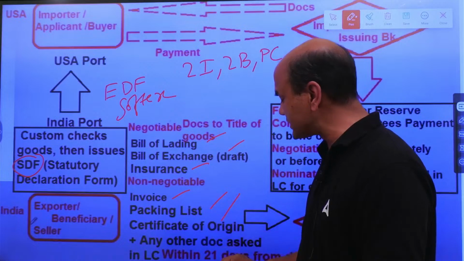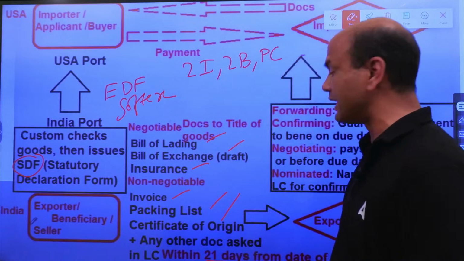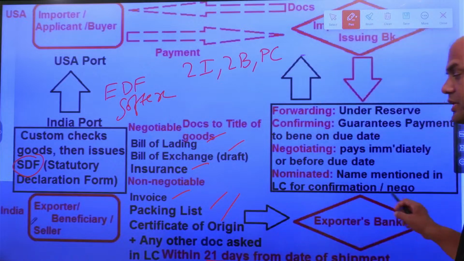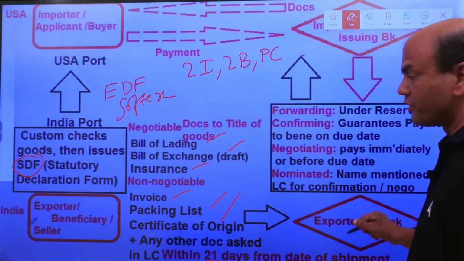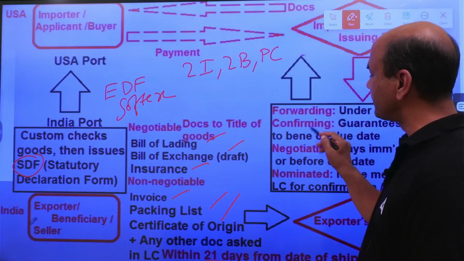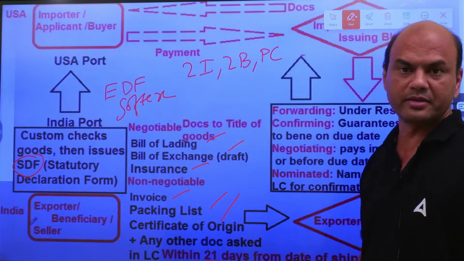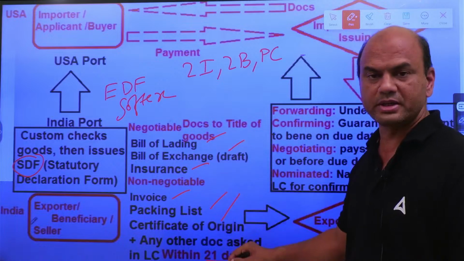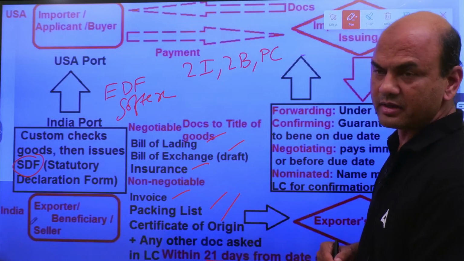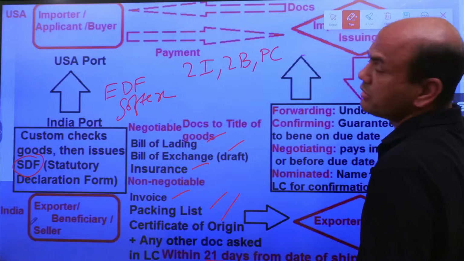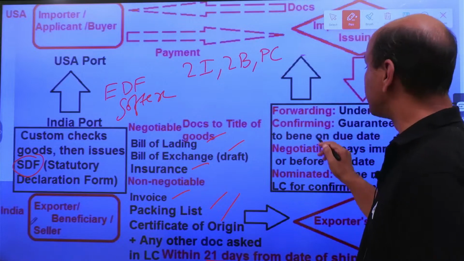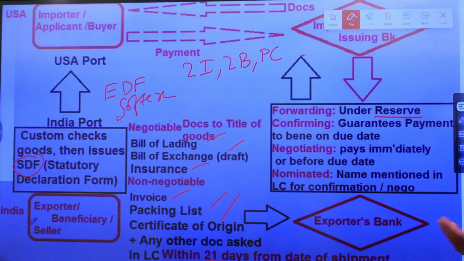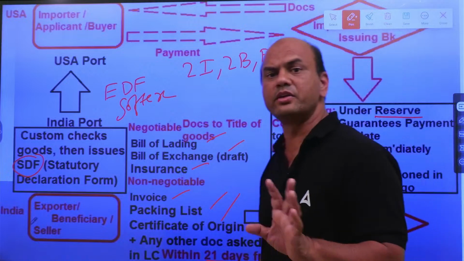All these documents are to be submitted within 21 days, calendar days. Kindly remember, 21 calendar days to his bank, the exporter's bank. Now this bank will act either as a forwarding bank, confirming bank, negotiating bank or nominated bank. What does this mean? If this bank takes all these documents, prepares its covering letter and just sends it to the issuing bank without checking, that is called forwarding, or under reserve. When you send the documents under reserve, it means you have not checked the documents and are sending them as they are.